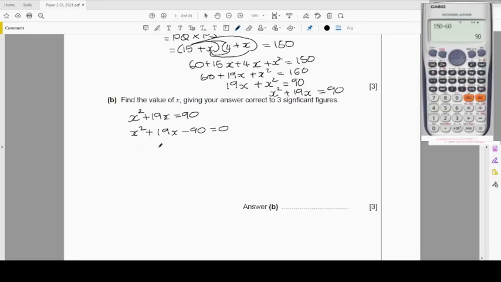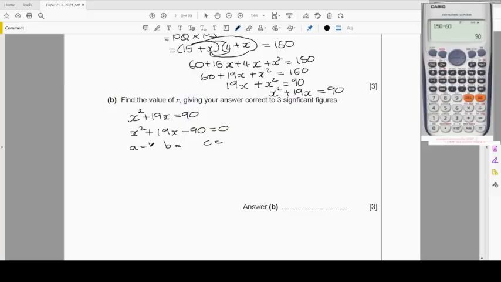Now, very important with the quadratic formula, you must arrange your terms in descending powers of x. So this is x to the power of 2, x to the power of 1, and then x to the power of 0. There's no x there. Okay, then you identify your a, your b, and your c, and these are the coefficients of x squared, x, and the constant term.